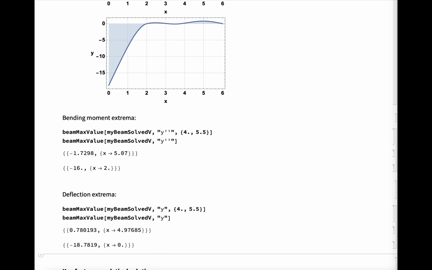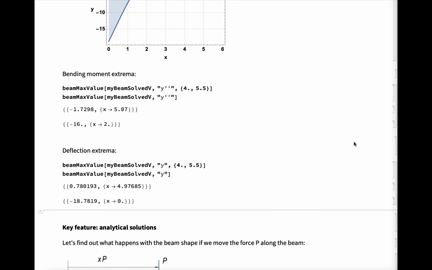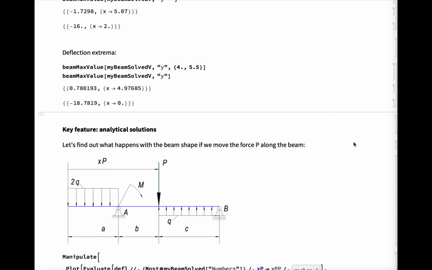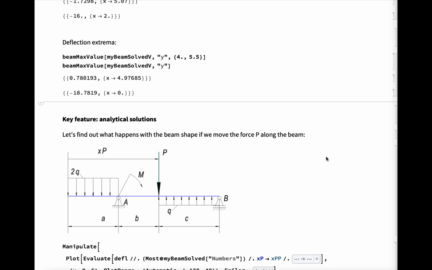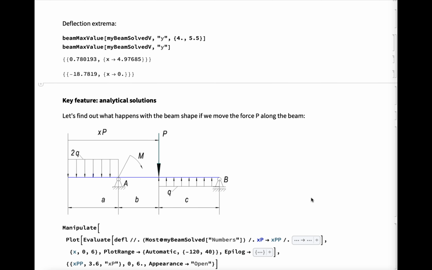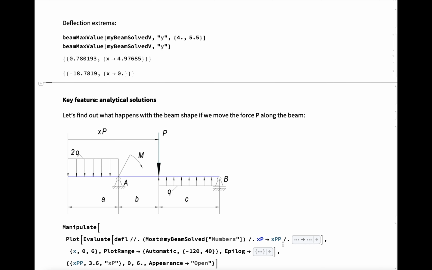Now let's take a closer look at the most important feature of the module, the analytical solution of the beam equation. This allows us to modify the parameters of the beam and recalculate it very, very quickly. For instance, let the force P slowly move along the beam. The position of the force relative to the beam's left end is determined by the parameter x sub p. Using the built-in Manipulate function, it's easy to construct an interactive plot showing how the beam shape changes as the force moves.